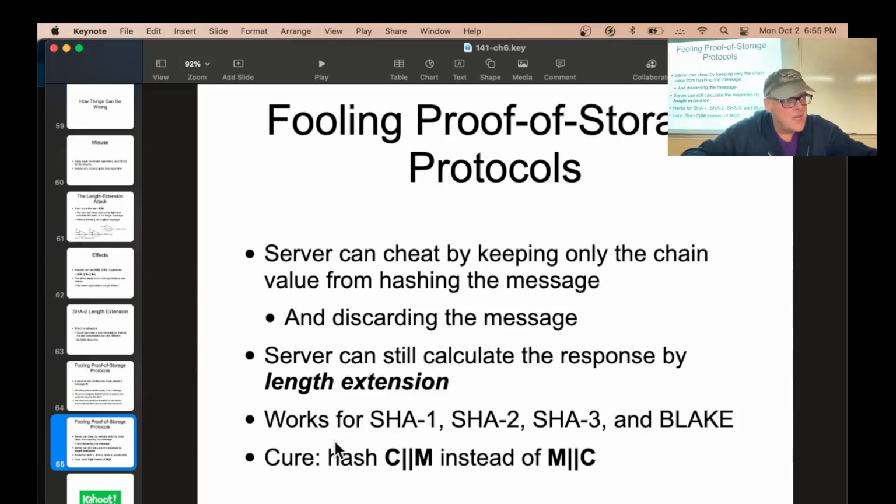And of course, the cure is put the challenge before the message instead of after the message. So you send it a challenge, it has to calculate the hash of challenge followed by message. It couldn't do that unless it had the whole message. You can't do that with length extension.